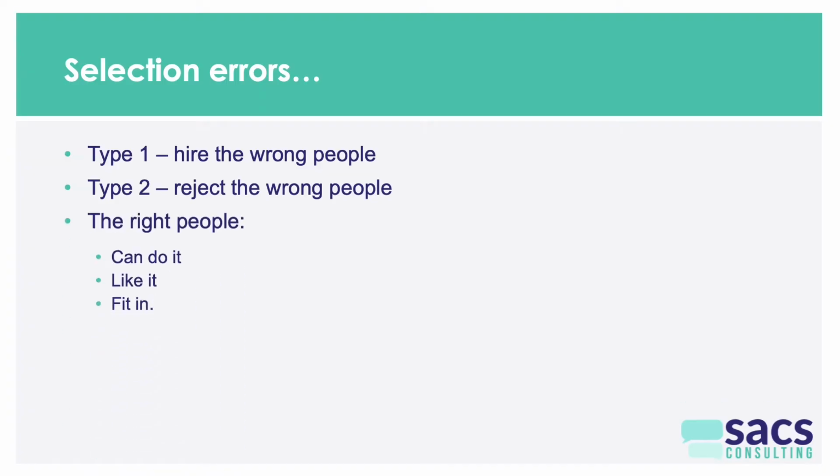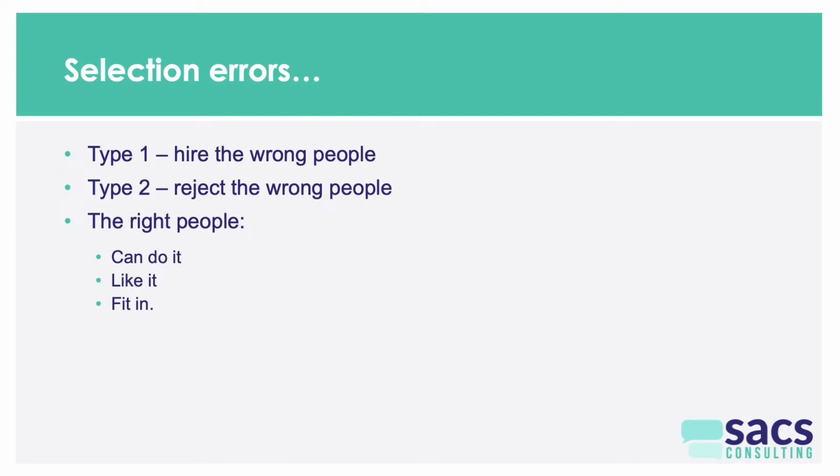So the right people are people who can do it, who can do the job that you're hiring for. They like it, they like the job, team and leader that they're working with, and they fit in. In other words, people like them. So let's talk about some of the things that we know about what causes people to be like that.